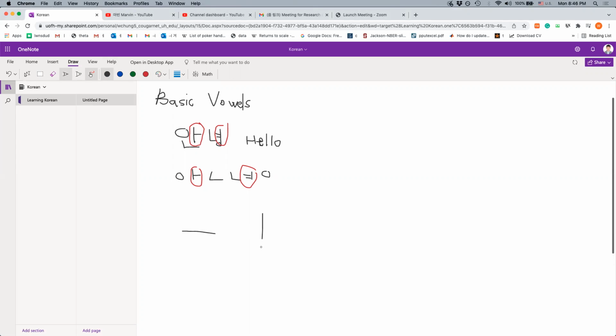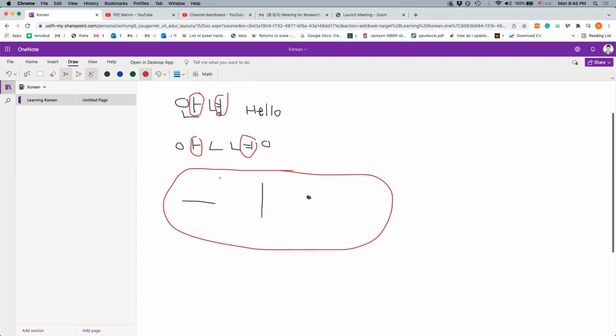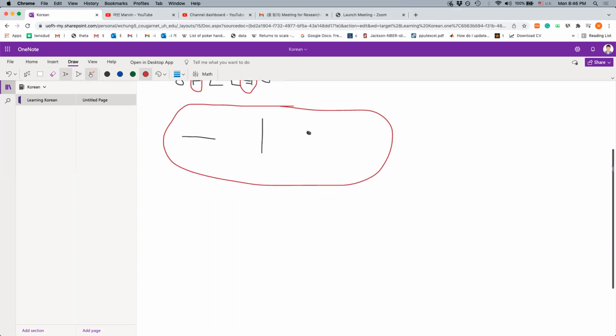So first of all, please remember these three characters. First one is ㅡ, second one is ㅣ, and this is like a dot that we're going to make. Korean vowels are like combinations of these three. It's like, are you serious?